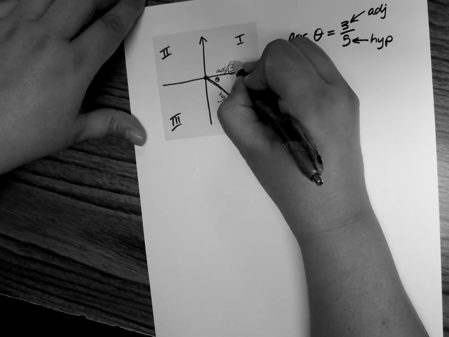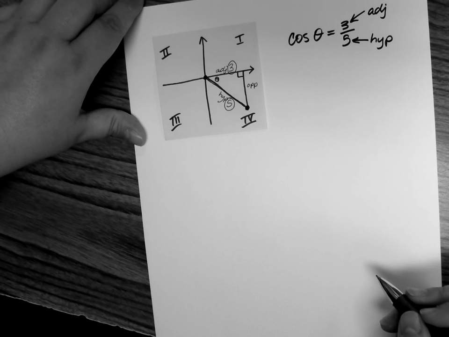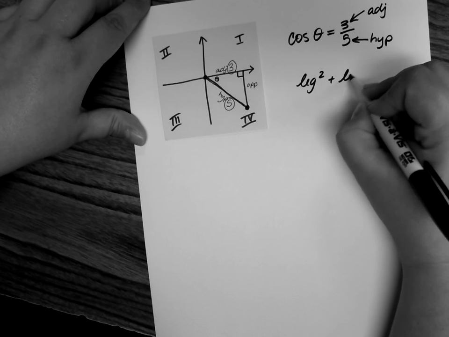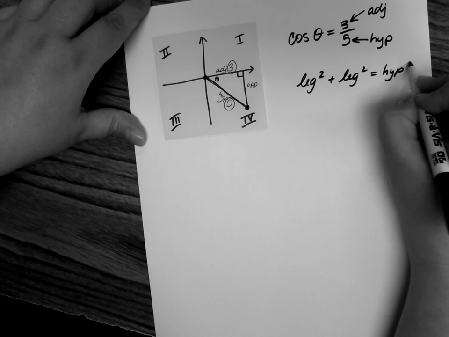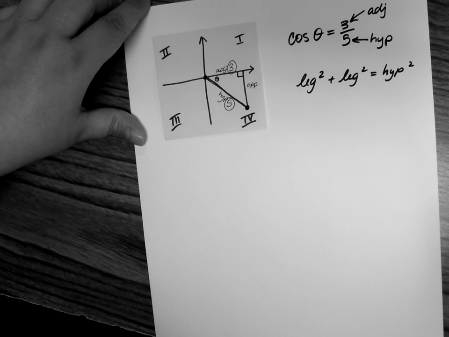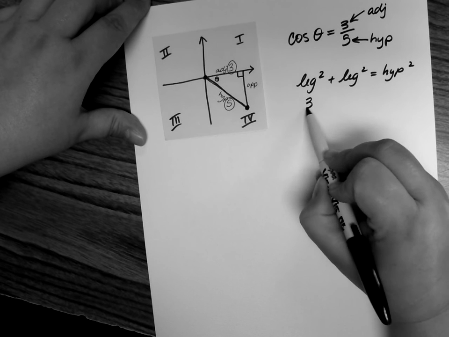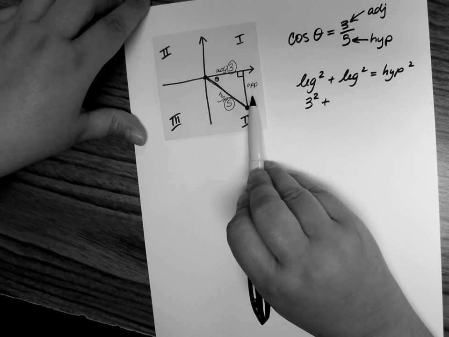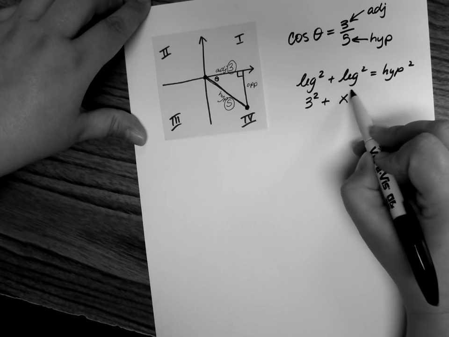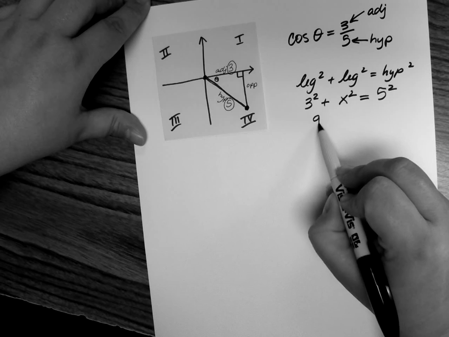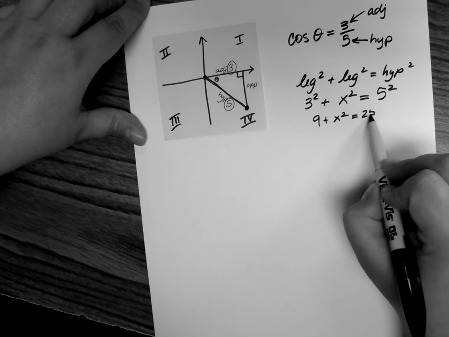So I've got 3 here, 5 here, and I have to find the missing side, the third side of the triangle. I'm going to use the Pythagorean theorem to do that. So remembering the Pythagorean theorem, it's a leg squared plus the other leg squared equals the hypotenuse squared. I like to put it that way instead of a squared plus b squared equals c squared, because people forget the c has to be the hypotenuse. So this is 3 squared plus, I don't know the opposite side, so I'll just call it x, equals hypotenuse squared. That means 9 plus x squared equals 25.